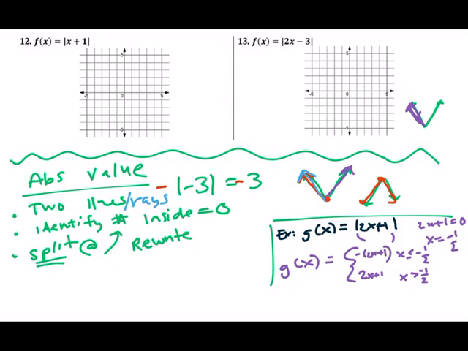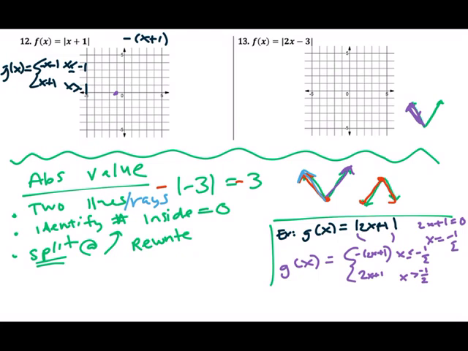So looking at number 12, the first thing I want you to do is split this into a piecewise function. What's the magic number that makes the inside 0? That magic number is -1. If I plug in -1, the inside would be 0. So this would be the opposite of what's inside, the opposite of x plus 1, which is the same thing as -x minus 1. And x plus 1 would be the other piece of our function. So the magic number, -1, gives us 0. So that's the vertex.